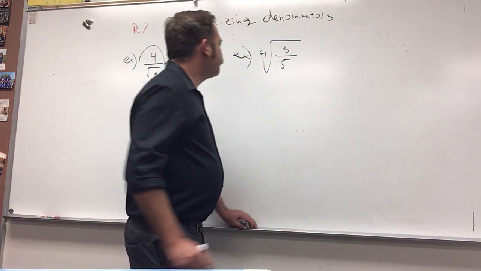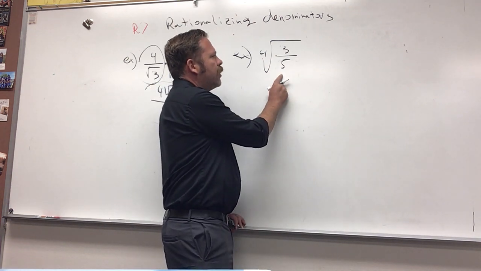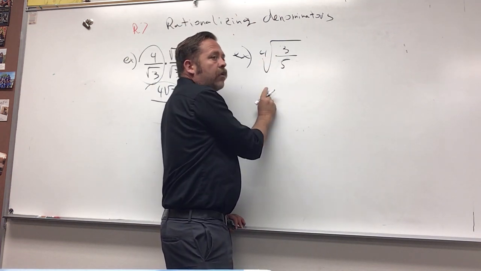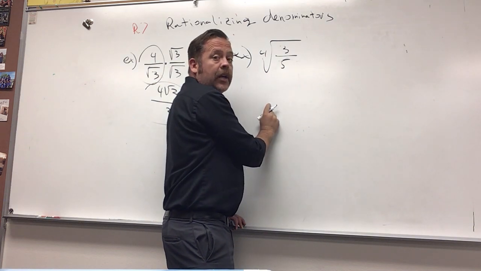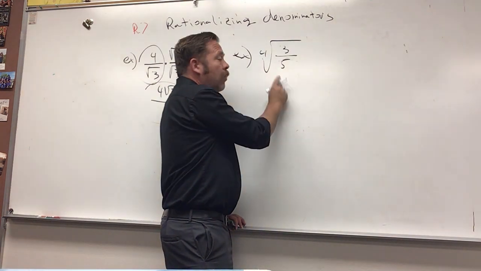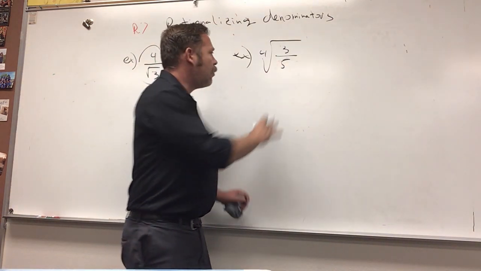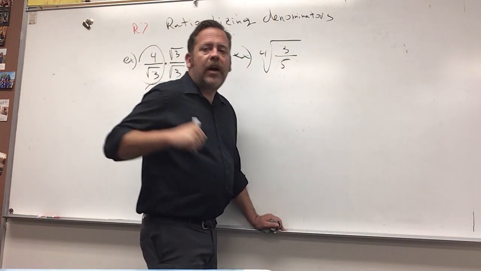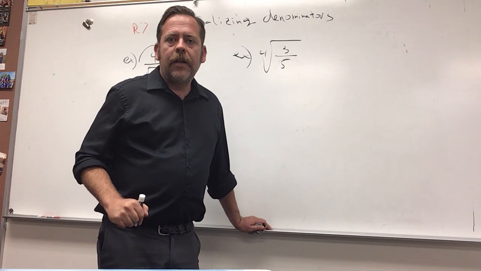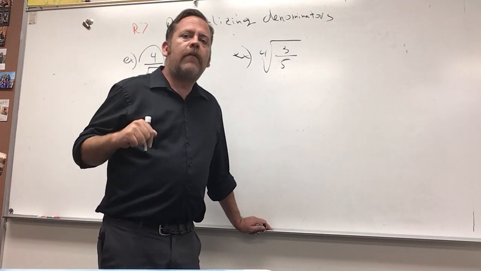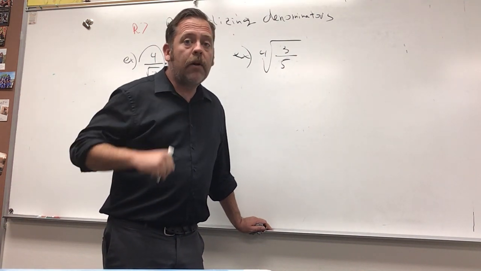All right, now, this one here. Look at this one. If I have a 4th root, how many 5s am I going to need to pull out a 5? Okay? I'm going to need 4 of them. And I only have 1. So how many more will I need? I will need a total of 4 5s.